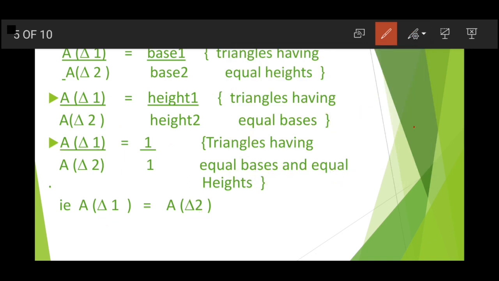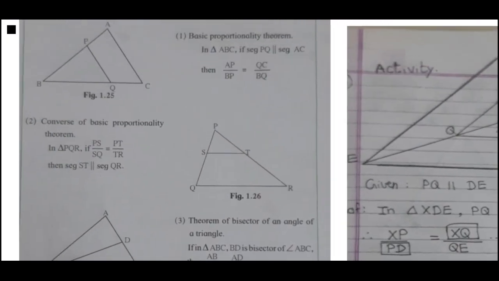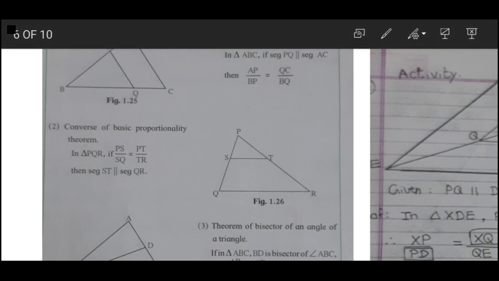Now let's move to the next part. We have already discussed the basic proportionality theorem. Children, I told you in the basic proportionality theorem, in a triangle, one side will be parallel to another side of the triangle. See, these two lines are parallel. Then we have to start the BPT theorem from here. That is, we can write BQ upon QC is equal to BP upon AP. Okay, that is what the BPT theorem says.